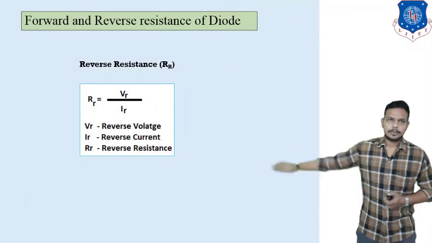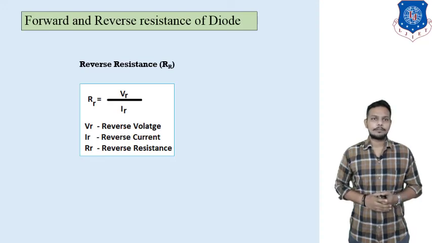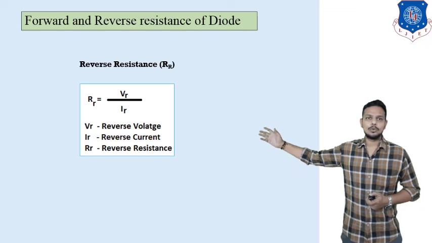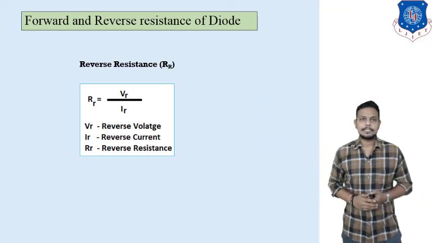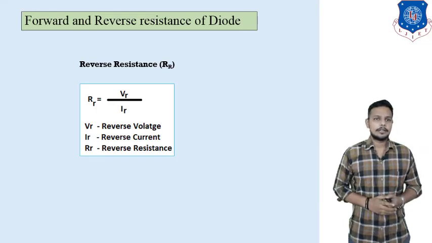Now next, reverse resistance. Similarly, here we can find the equation. RR means the reverse resistance, which is equal to the reverse voltage upon the reverse current. So basically this is the ratio of the reverse voltage to the reverse current.